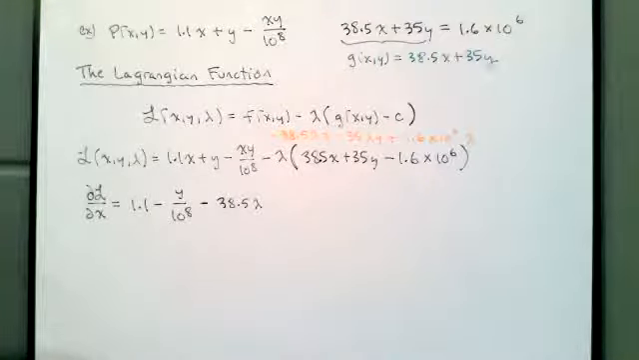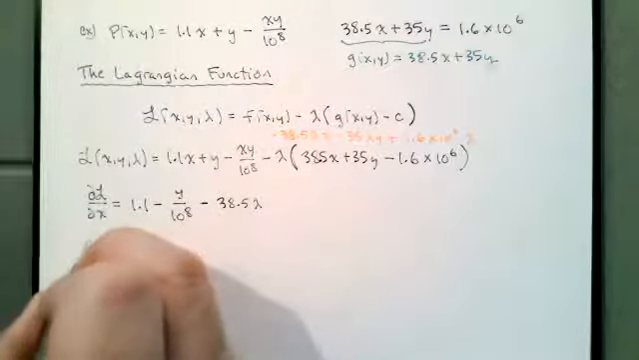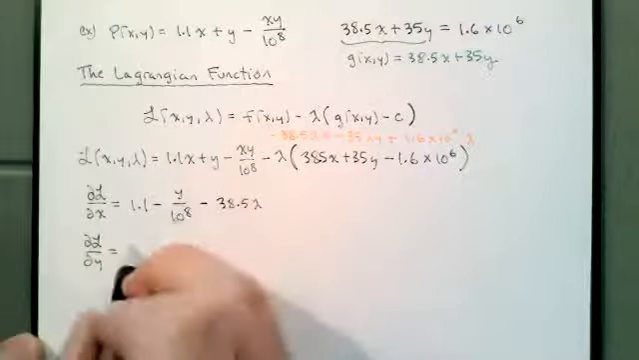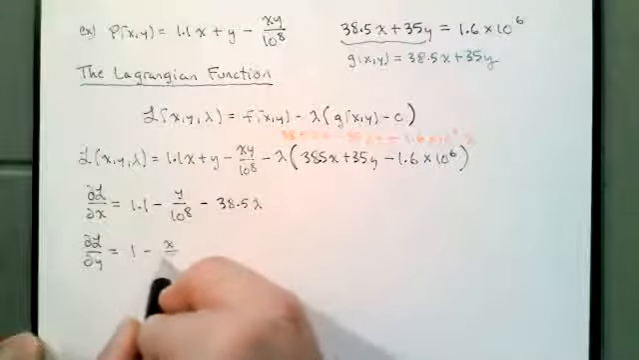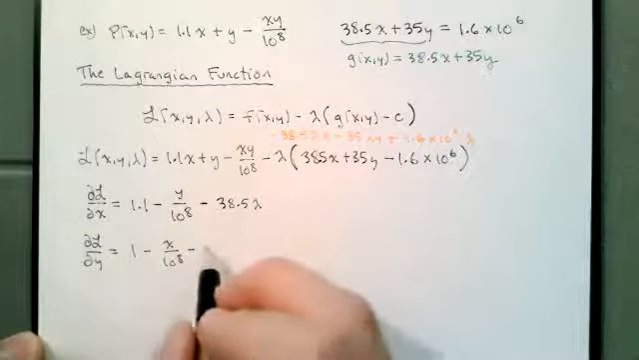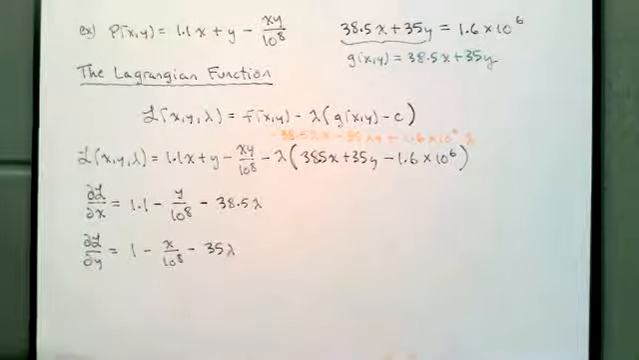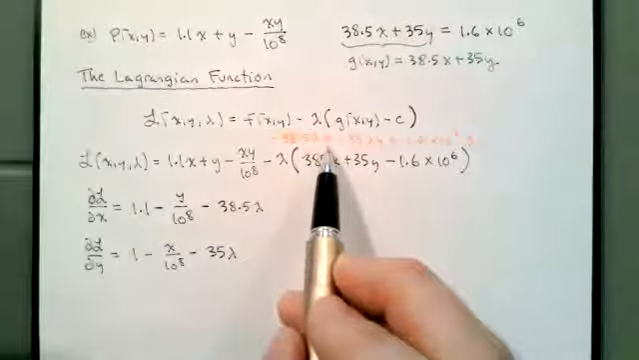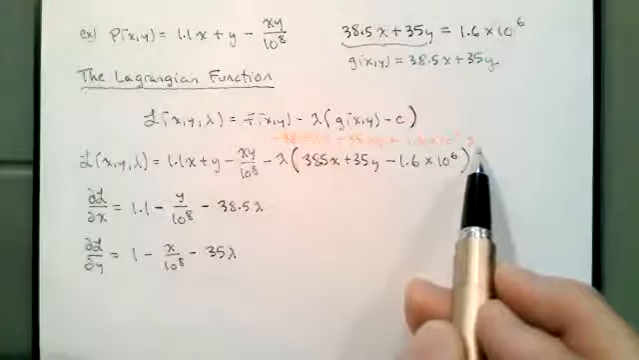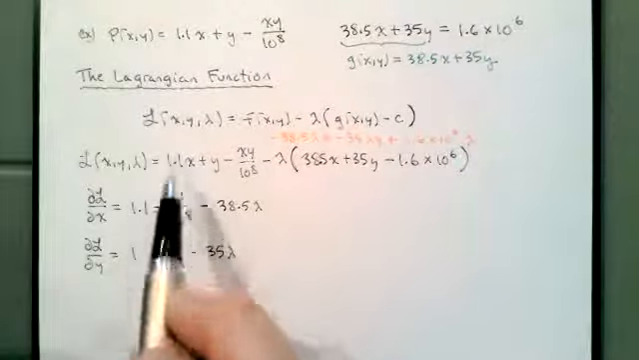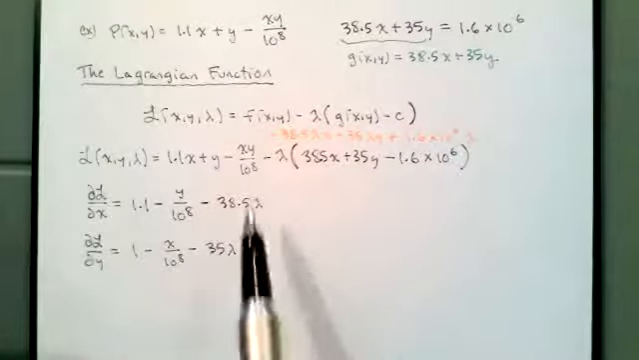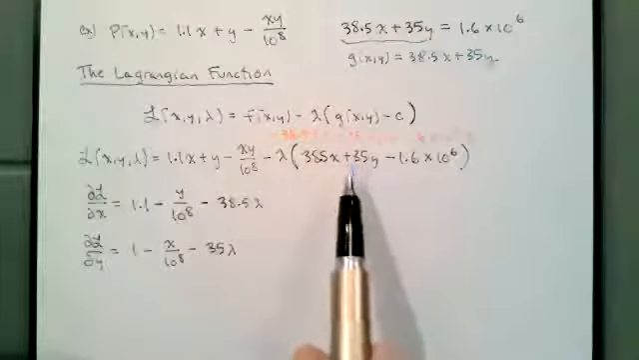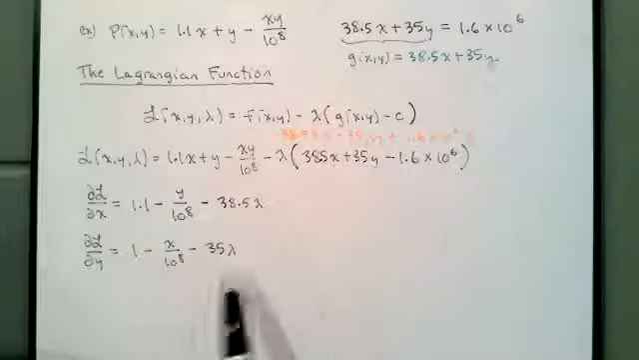Now we need our partial with respect to y, so we'll do similar things. So we're going to have 1 minus x over 10 to the 8th minus 35 lambda, since the x term is constant with respect to y, the lambda term is constant with respect to y, and this first x term is constant with respect to y. So the only y terms we have are the x y over 10 to the 8th, and the minus, see, I did it again, minus 35 lambda y.